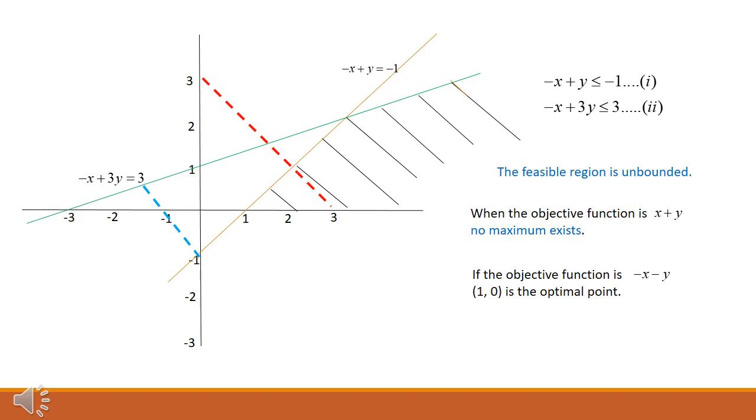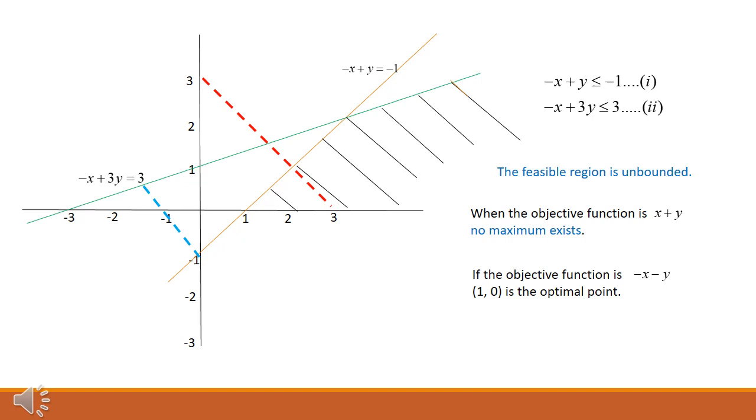Now let the objective function be x plus y equal to 3, which is shown by the bold red dashed line. If we slide it rightward, we won't be able to reach a maximum point because the feasible region is unbounded, therefore no maximum exists. But if we change the objective function to minus x minus y and assume it to be, say, equal to 1, we get the blue bold dashed line, and by sliding this to the right we can get a maximum at the point (1, 0).